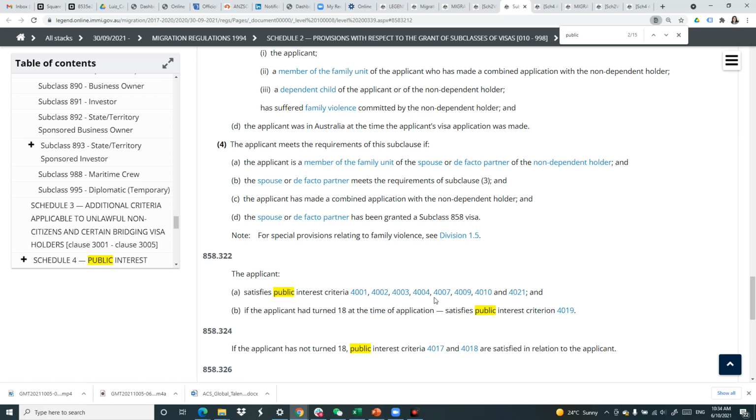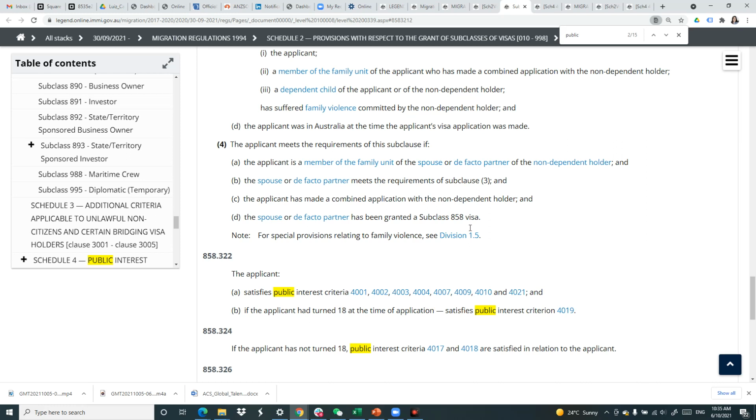One major change is that what used to be 4005 is now 4007. The difference between these two is that 4007 has a waiver clause, 4005 doesn't. So if there's a visa application where all applicants are required to meet the public interest criteria 4005, if they have any health problems, there's no waiver. The visa will be failed. But if we have a 4007, it means we have a waiver clause.